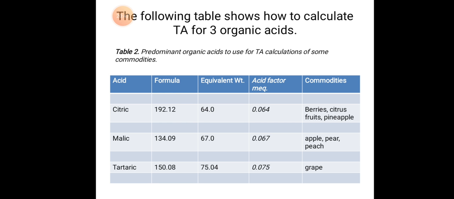Second, malic acid, 134.09, 67 is the equivalent weight, 0.067 is the acid factor milliequivalent. Apple, pear, peach are the commodities. And lastly, the third is tartaric acid, formula weight 150.08, equivalent weight 75.04, acid factor milliequivalent 0.075, commodity grape.